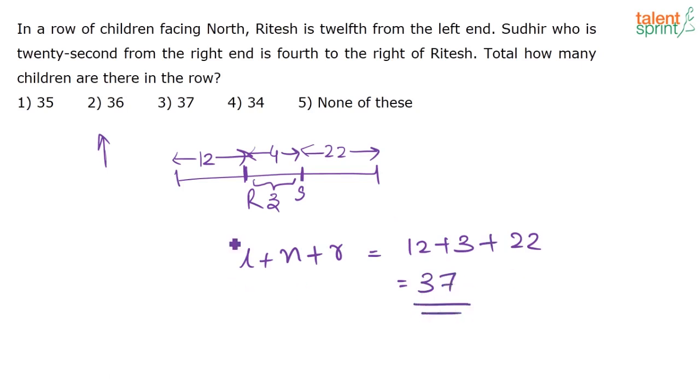Now if you are not using this formula L plus N plus R also, what do you get? See, there are 12 people here.